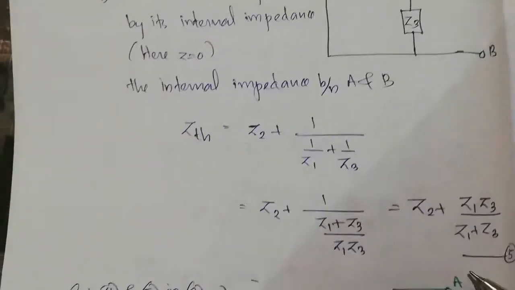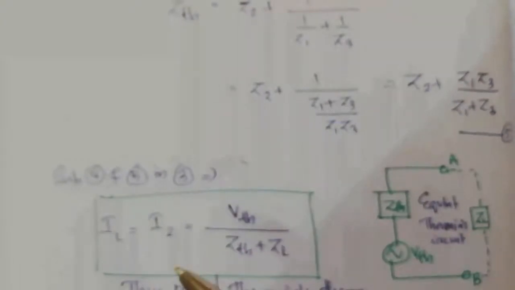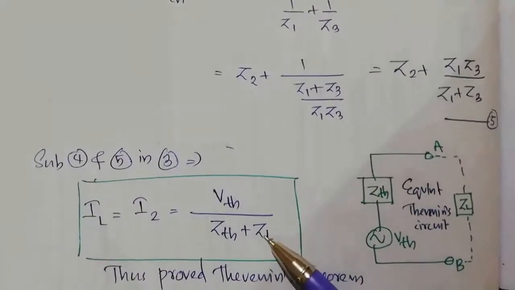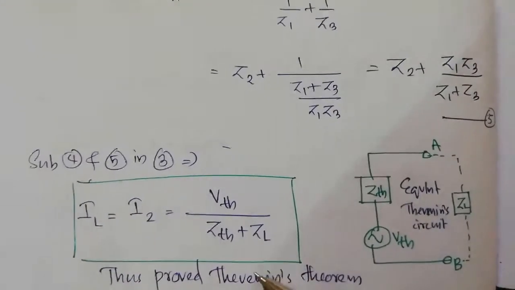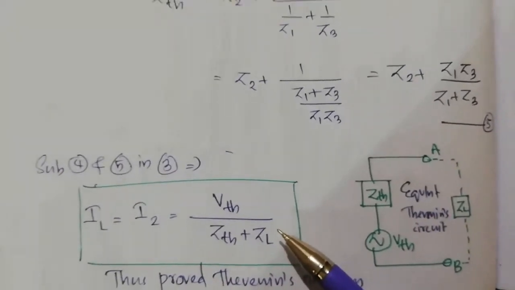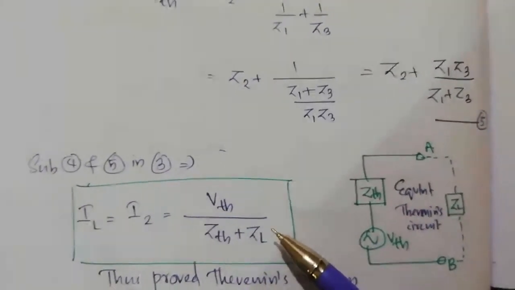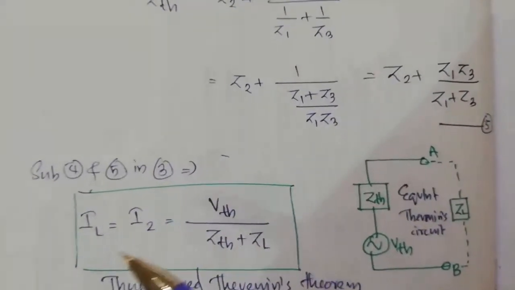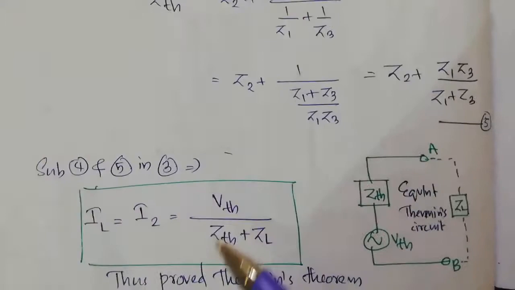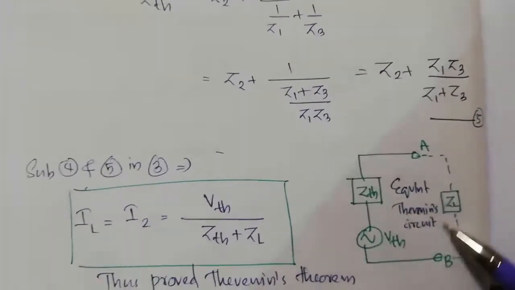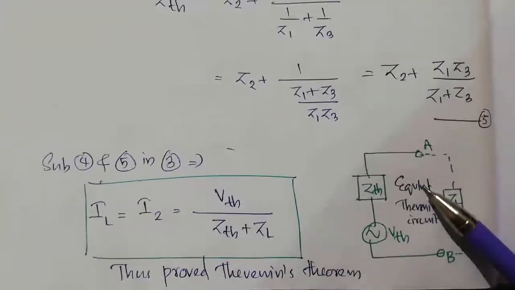Now we can substitute 4 and 5 in 3. Then we get IL is equal to I2 is equal to VTH by ZTH plus ZL. Thus the proof of Thevenin's theorem. So we have replaced the circuit having some internal impedances and linear generators with a VTH and ZTH. Now we can find out the load current across ZL by VTH by ZTH plus ZL. That is, the equivalent Thevenin circuit is here. Thus the proof of Thevenin's theorem.